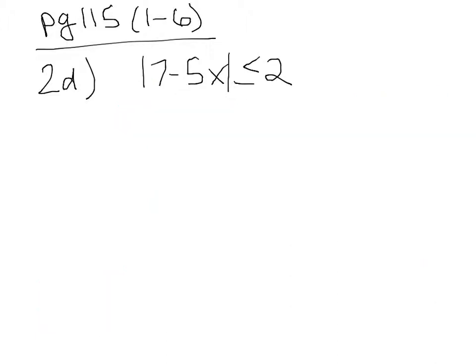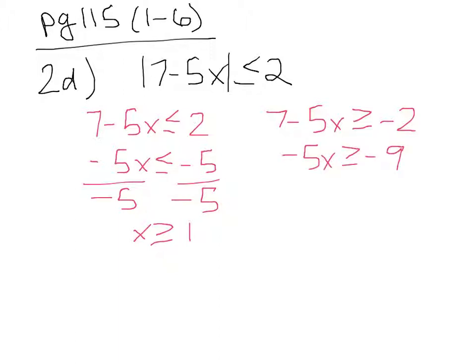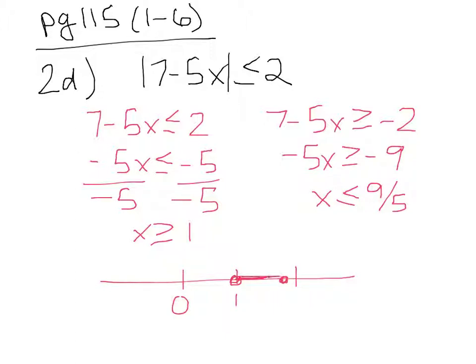Okay. So here, these are some inequalities. So 7 minus 5x is less than or equal to 2. 7 minus 5x is greater than or equal to negative 2. Okay, negative 5x, right, if you minus 7. Now we're going to divide by negative 5. Flip the sign. We get x is greater than 1. When we do this, negative 9, we're going to divide again, so we have to flip, 9/5. So if we graph this, 0, 1, 9/5 is almost to 2. So here we're bigger than 1, less than 9/5, so it's in between.